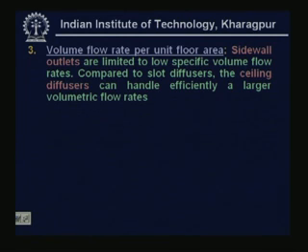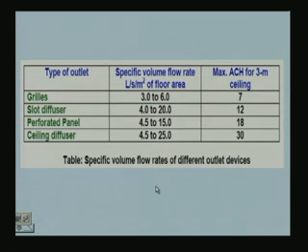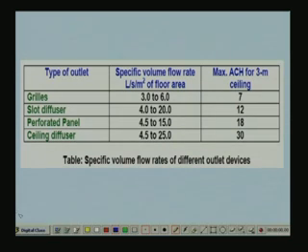Then comes volume flow rate per unit floor area. Side wall outlets are limited to low specific volume flow rates, and compared to slot diffusers, the ceiling diffusers can handle efficiently a larger volumetric flow rates. And this table here shows the specific volume flow rates of different outlet devices. Okay. So, here you have the type of outlet: grills, slot diffusers, perforated panels and ceiling diffusers. Here the volumetric flow rate per meter square of floor area. Okay. So, this is liter per second per meter square of floor area.